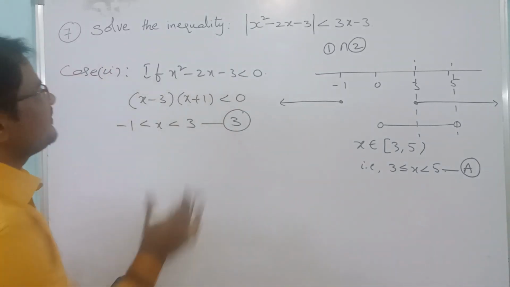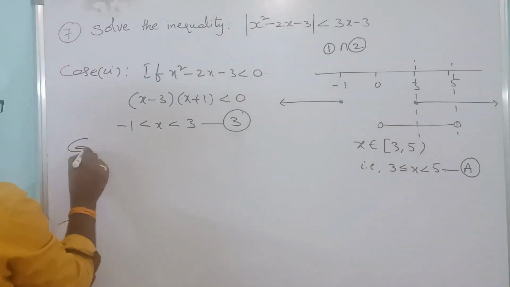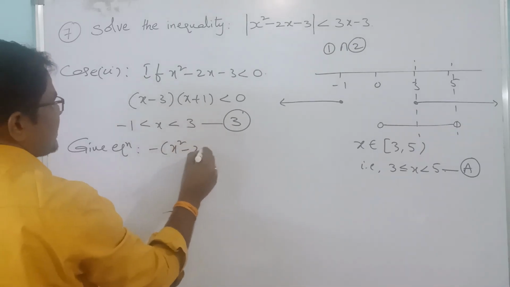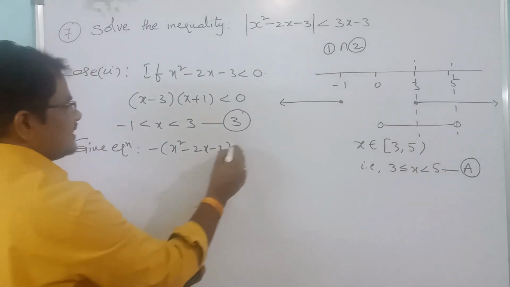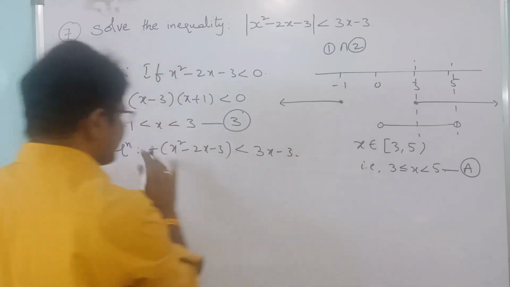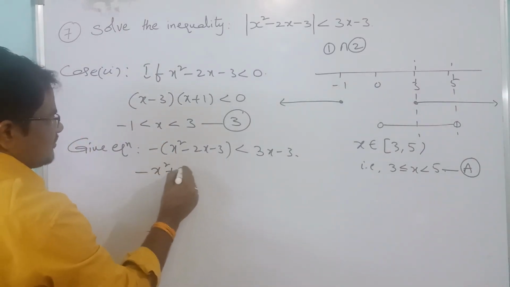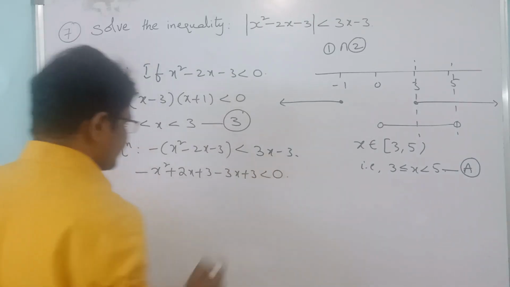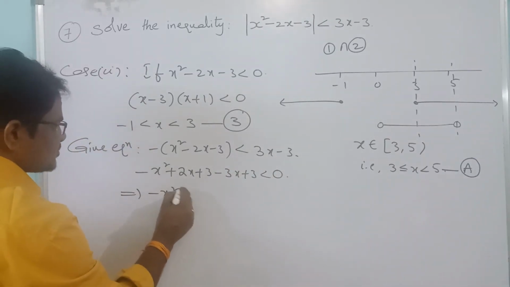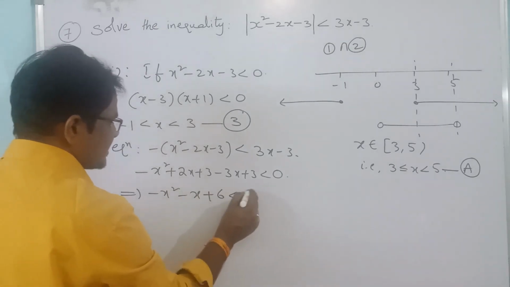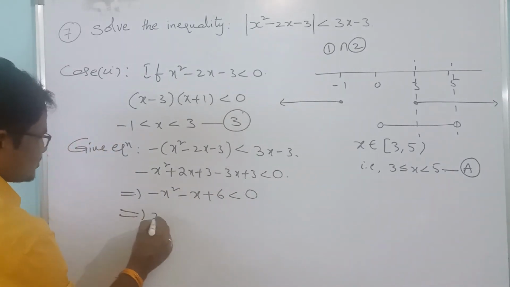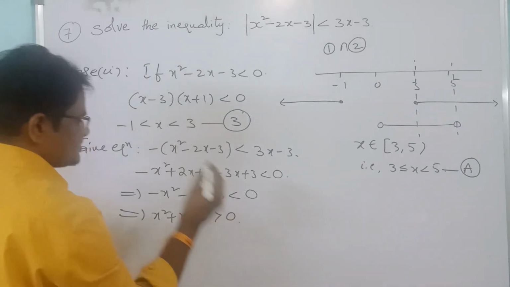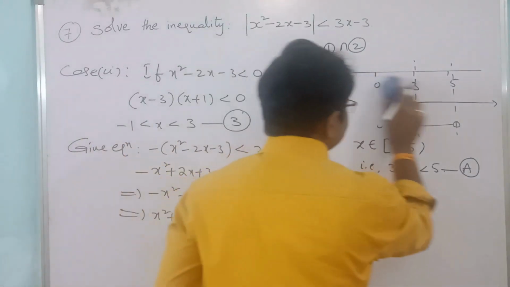Now, if it is less than 0, the given equation becomes minus of (x square minus 2x minus 3) less than 3x minus 3. Simplify this one: minus x square plus 2x plus 3 minus 3x plus 3 less than 0. That implies minus x square minus x plus 6 less than 0. Multiply with minus: x square plus x minus 6 becomes greater than 0. Now take the factors.